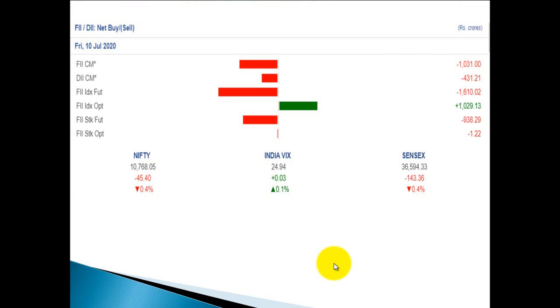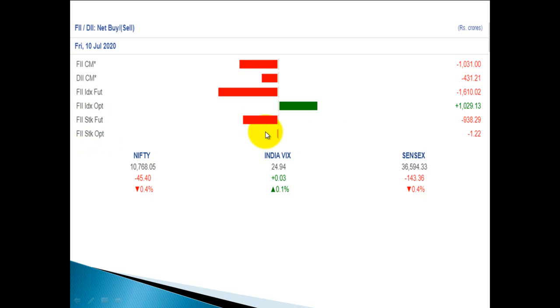It generates the reports, and this is how it looks. So this is FII activity in the cash market. It is in crores, and DII activity in the cash market. Then FII index futures, FII index options, FII stock futures, FII stock options activity.